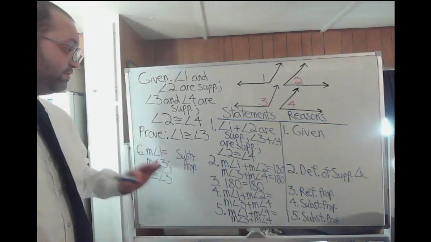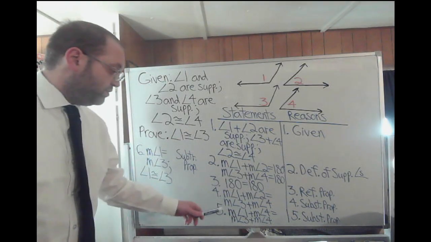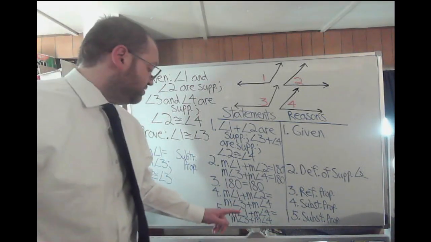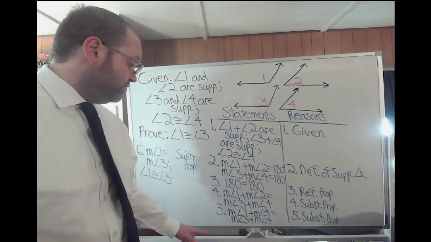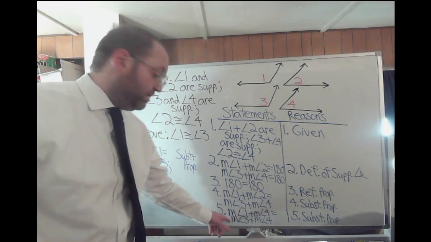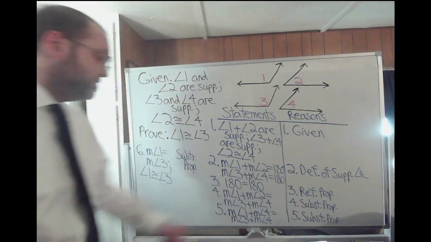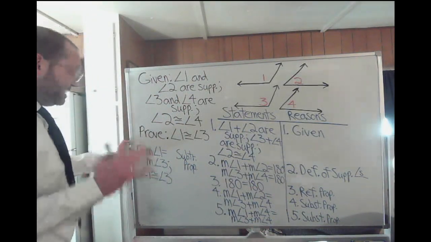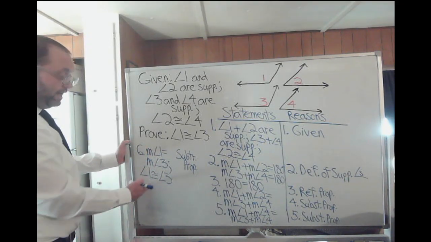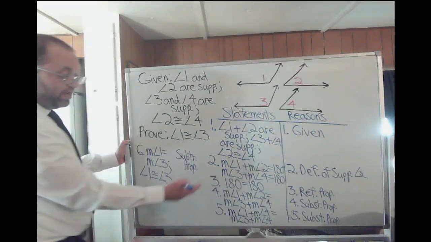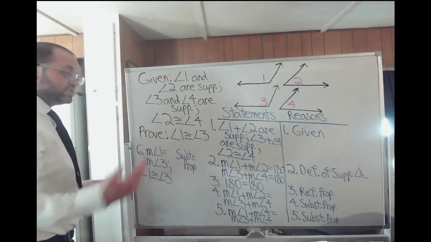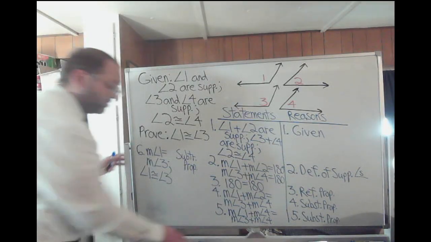And then in the given information, we're also given that angle 2 is congruent to angle 4. So by the substitution property, we can substitute the measure of angle 4 for the measure of angle 2, and you get the measure of angle 1 plus the measure of angle 4 equals the measure of angle 3 plus the measure of angle 4 by the substitution property. And then last but not least, we can prove that the measure of angle 1 equals the measure of angle 3, or angle 1 is congruent to angle 3 by subtracting the measure of angle 4 from each side by the subtraction property. So we have just proven that supplements of congruent angles are congruent.